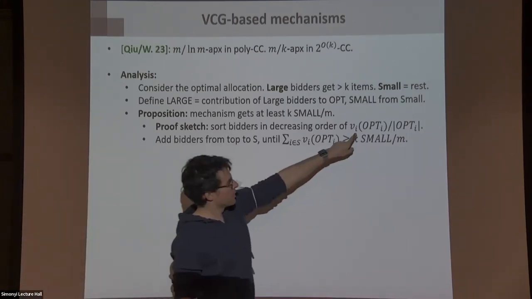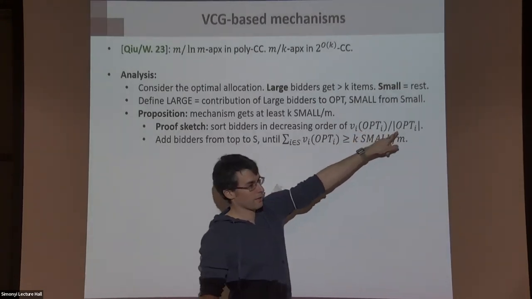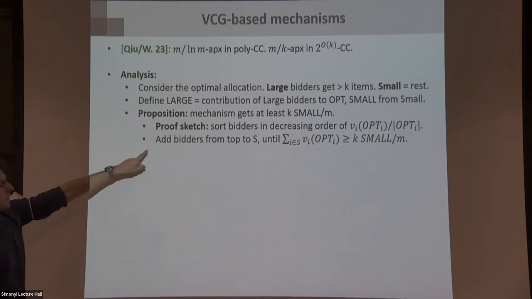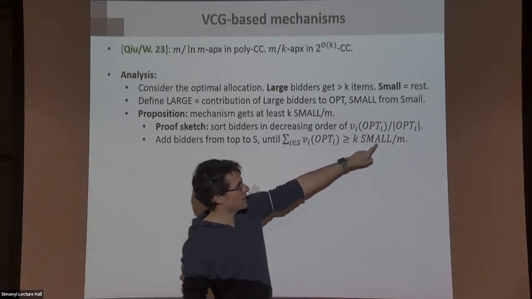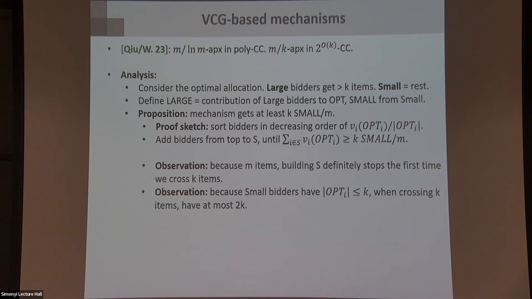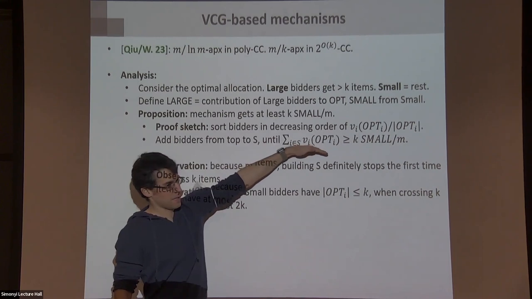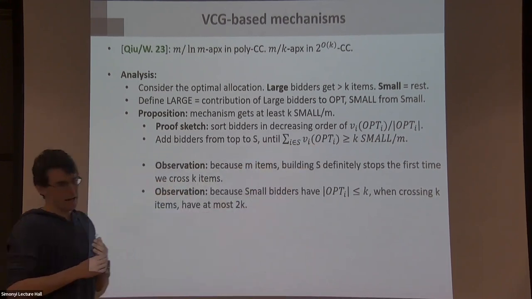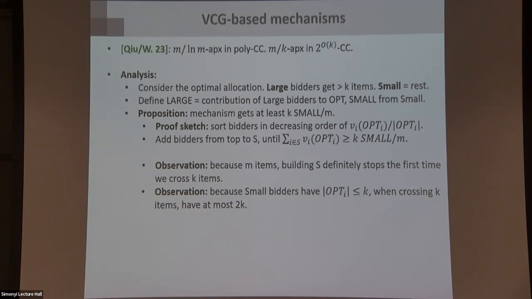So sort the bidders in decreasing order of this, their value over the number of items they like. And then I'm going to create a set of bidders, adding from the top of this list until I have value at least K times a small contribution over M. So now the observation is that as soon as I get more than K items in the union of the sets these guys want, I definitely have at least a K over M approximation. That would be true even with the large bidders.